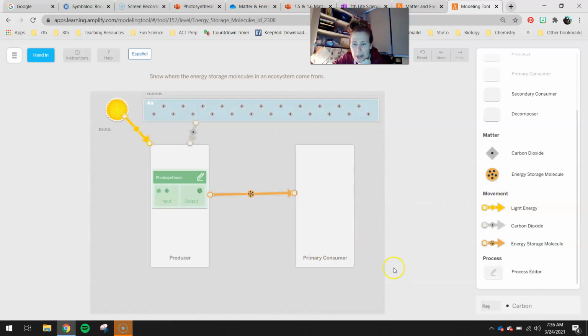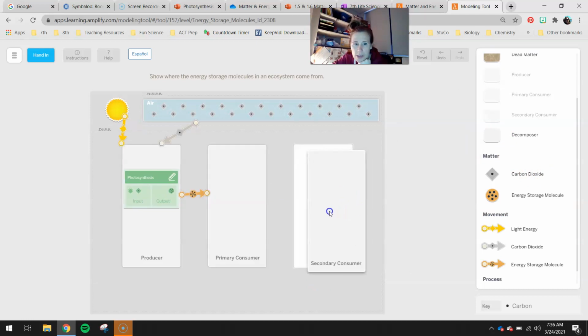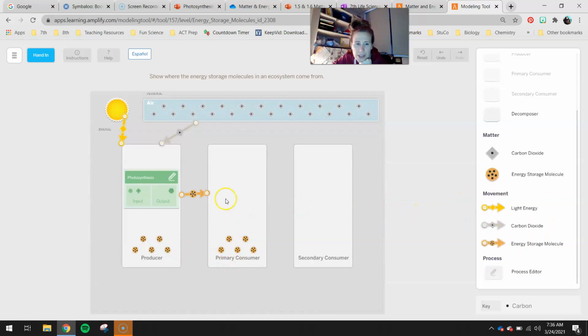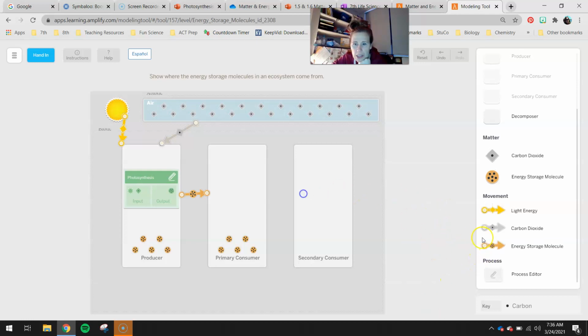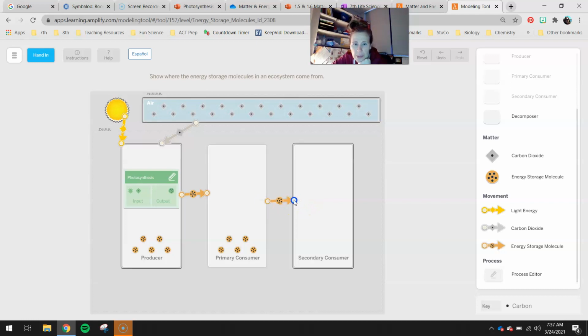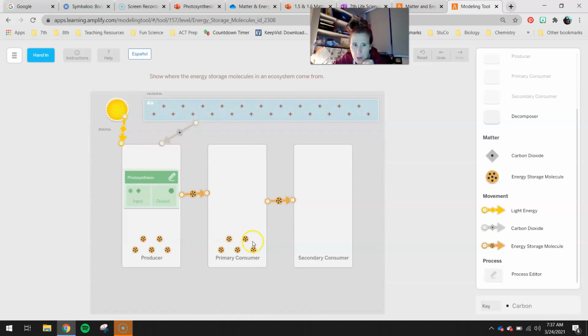And then we can say, all right, primary consumers are eaten by secondary consumers. So we can go ahead and drag that there. And again, we can get all of our little ESMs here to show the transfer. All right, so the primary consumer ate the producer. Now it has ESMs. And now our primary consumer is going to be eaten by our secondary consumer. Let's go ahead and connect those. And really, we don't need to talk about their energy source yet, so we don't need to add any processes to these. And then I can throw some energy storage molecules there.